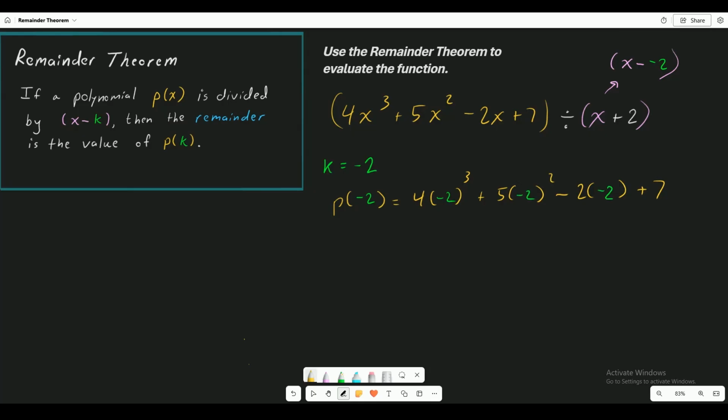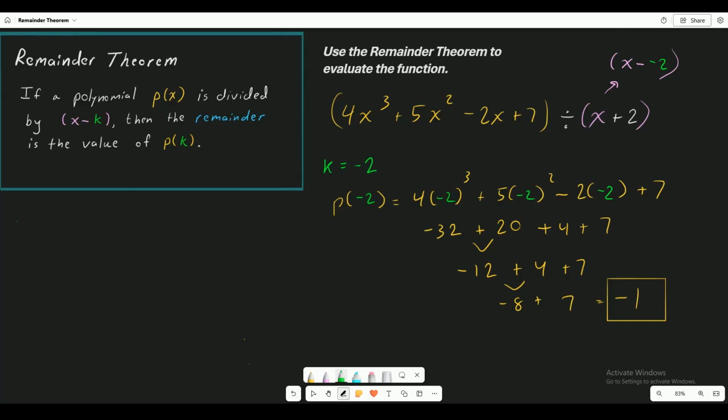All right, awesome. 4 times negative 2 cubed, I know is negative 8. 4 times negative 8 is negative 32. Plus 5 times negative 2 squared, which is 4, is 20. Plus negative 2 times negative 2 is 4 plus 7. This gives me negative 12 plus 4 plus 7. Negative 8 plus 7 equals negative 1. So the remainder is negative 1. Okay, that's the remainder. Let's use synthetic division, and then we're done.